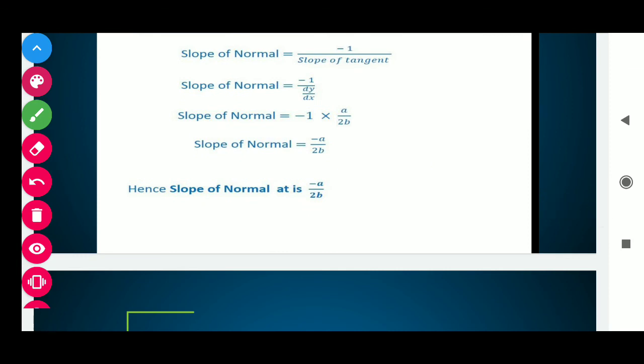So in this way today we have completed some important questions. So do a lot of practice.